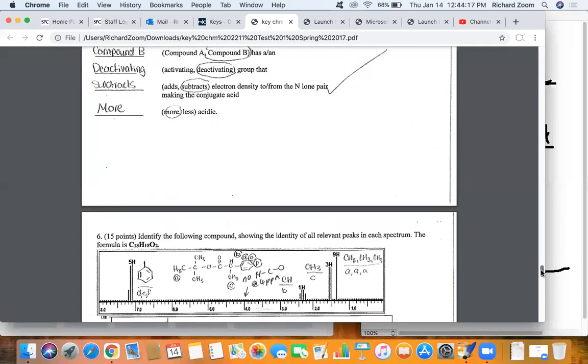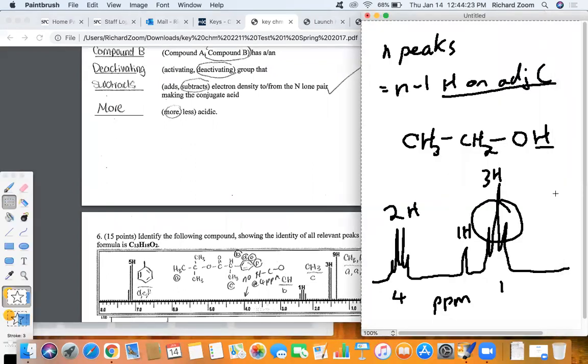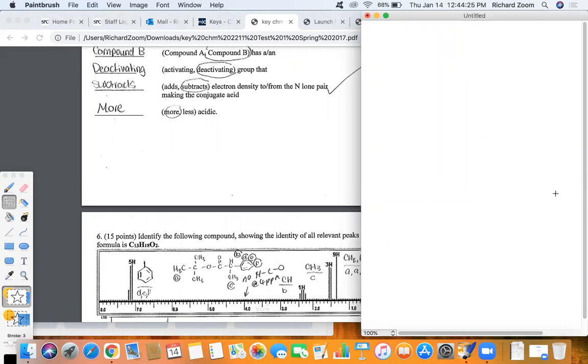So if we look at the proton NMR here, the first thing we would do, we've got C13. I'm not going to worry about using the carbon to get this actually. We'll just do the proton. C13, H18, O2.